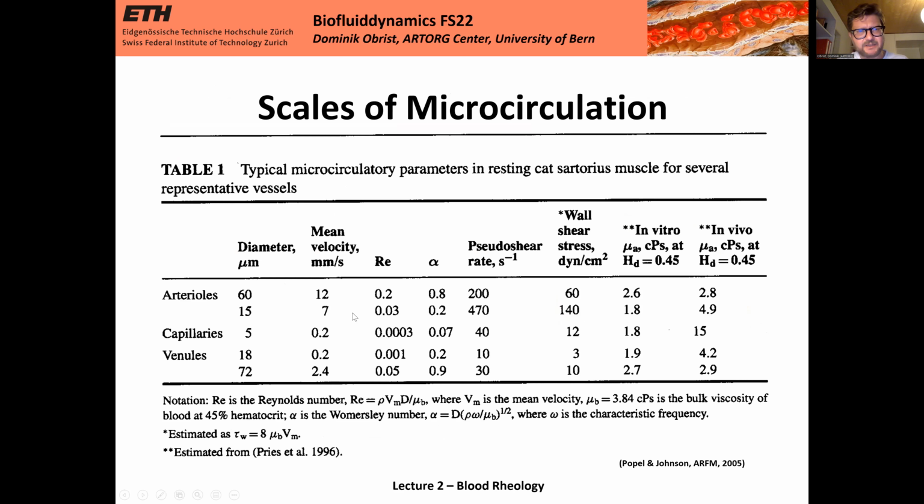Some scales of the microcirculation. We see here in typical arterioles like this, a 60 micron arteriole, velocities of, in that example, 12 millimeters per second. It's all small Reynolds numbers, all small Womersley numbers. Maybe here capillaries, velocities in that case even lower than 1 millimeter per second. Just to give you a bit of an idea of what ranges we are in.